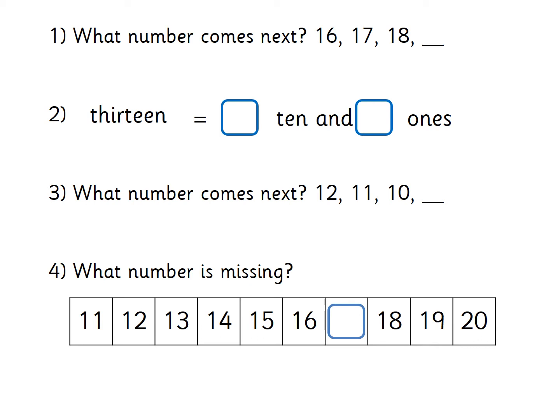And question number 4. What number is missing? Count the number track along the bottom, starting with number 11, or you might want to count backwards and start at 20. That's fine. So touch the numbers and count up and down that number line until you can figure out what that missing number is.